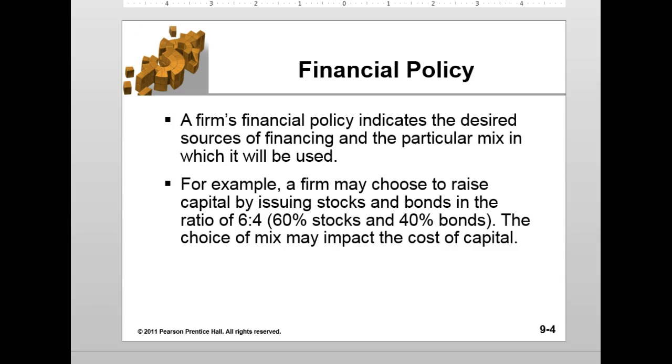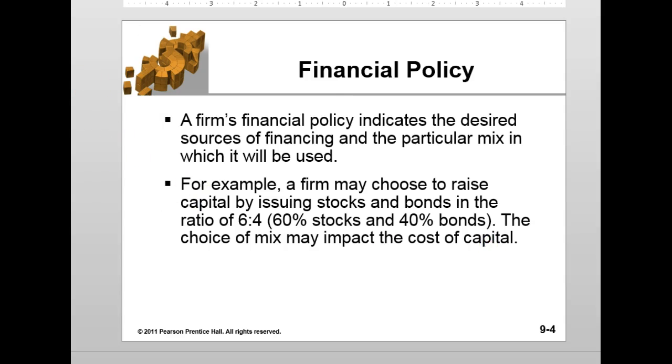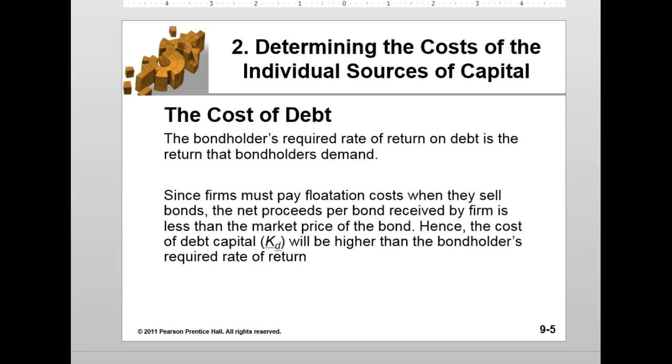Then we're going to look at financial policy and the mix that a company uses for financing their activities. It could be 60% stocks and 40% bonds. It could be flipped. And that's going to impact the cost of capital, which will impact projects down the road. So how do we determine the cost for individual sources of capital?